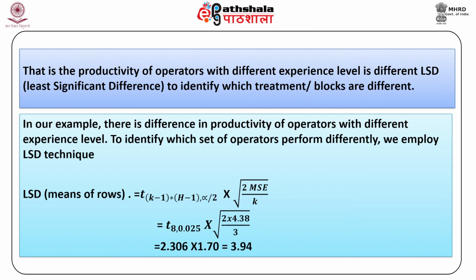Let's find out with the help of this LSD technique, which is nothing but means of rows, for a given formula, which we have already emphasized 2-3 times, is equal to t for degree of freedom (k minus 1) into (h minus 1) and alpha by 2, multiplied by under root of 2 MSE upon k. So if I substitute these values, the t value comes out to be 2.306 and the under root value comes out to be equal to 1.70. Once we multiply them together, we get 3.94.